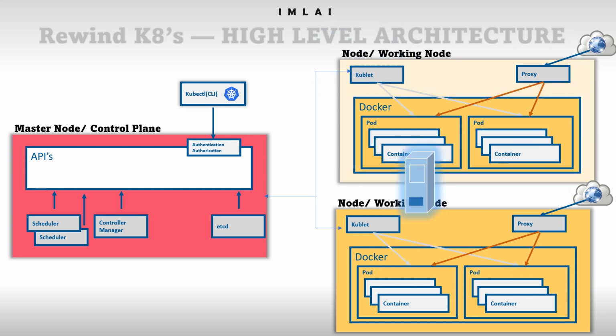This working node consists of three components. One is the kubelet, which you can see here. Another is the kube-proxy, which you can see here. The final one is the container runtime engine. The container runtime could be Docker. Here we are using Docker. This is the most famous tool.